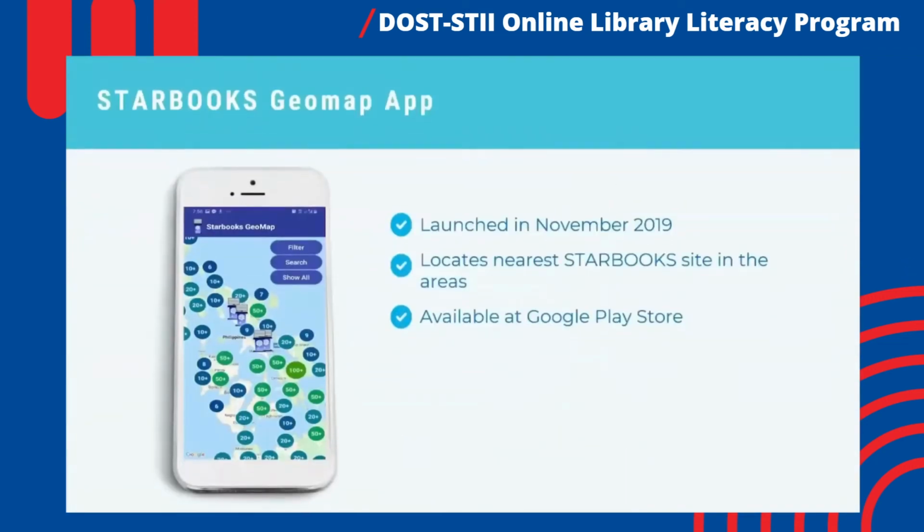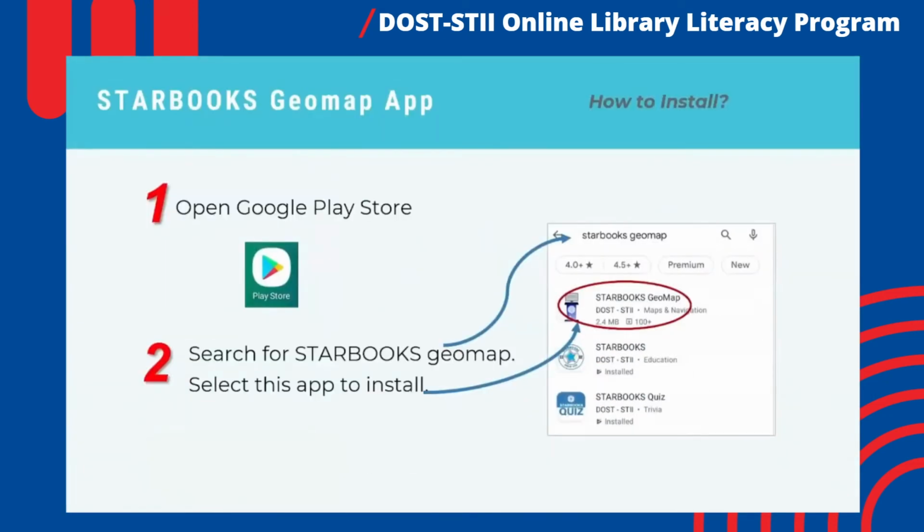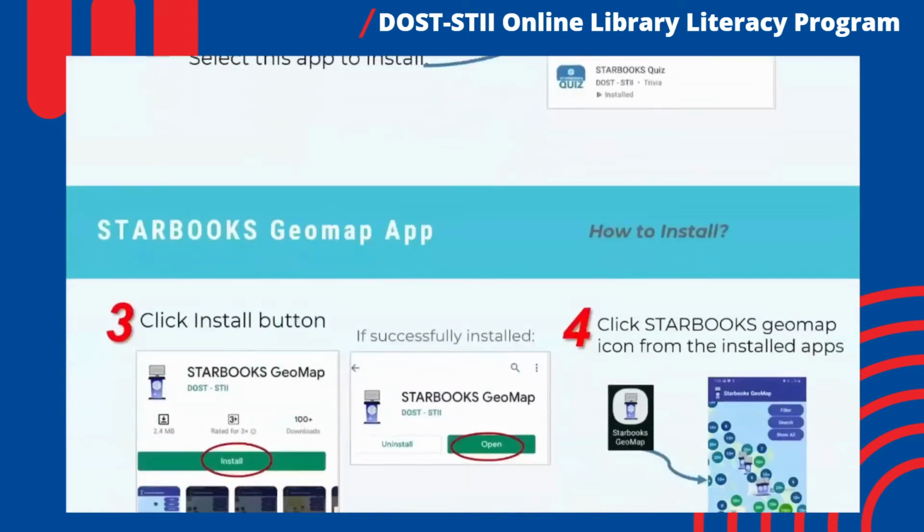Para naman sa ating GMAP app, this was launched in 2019. So, yung app na ito po ay pwede natin gamitin para makita natin kung saan na nga ba may mga Starbucks na malapit sa ating lugar. And as the same, available din po siya sa ating Google Play Store. So, punta lang kayo sa Play Store, search nyo si Starbucks Geo Map. And you'll see yung kiosk icon natin. Of course, created by DOST-STII pa rin po. And install. So, paano natin siya gamitin?